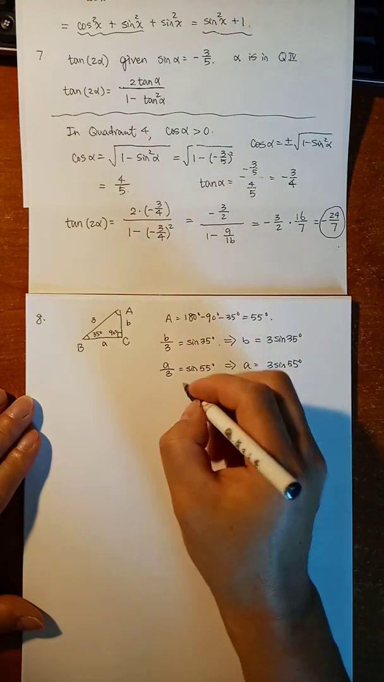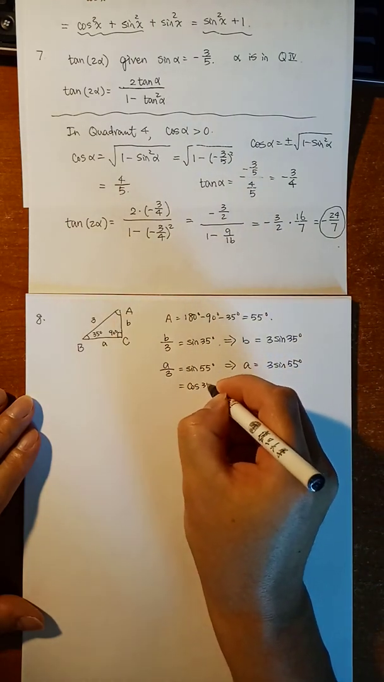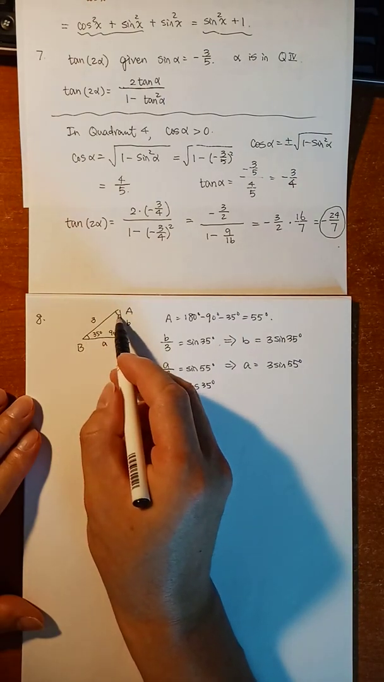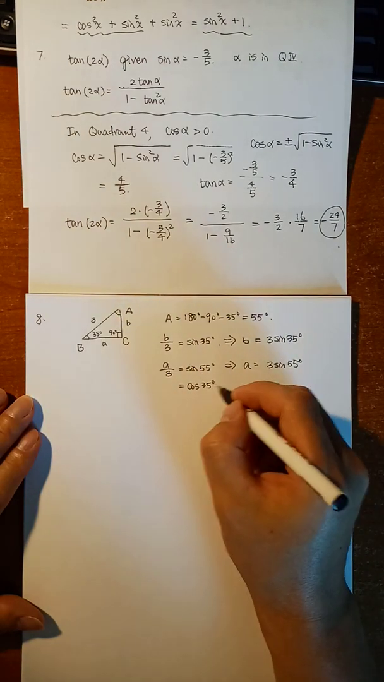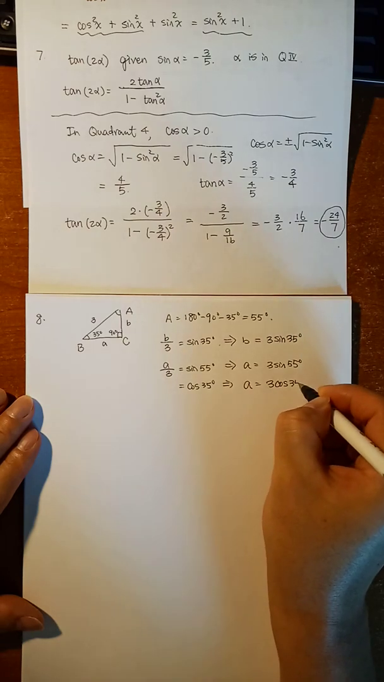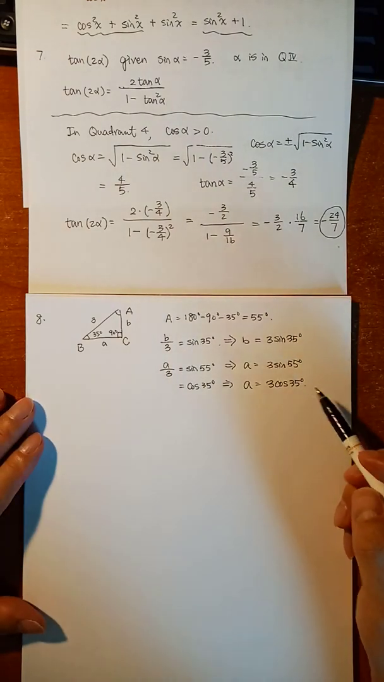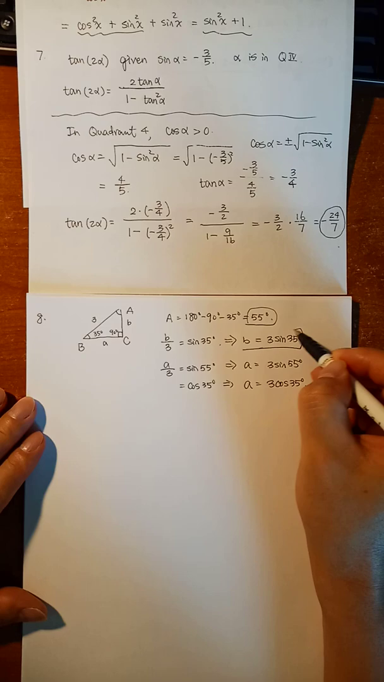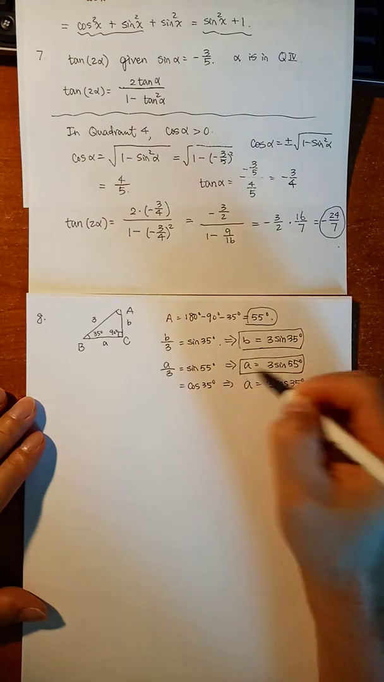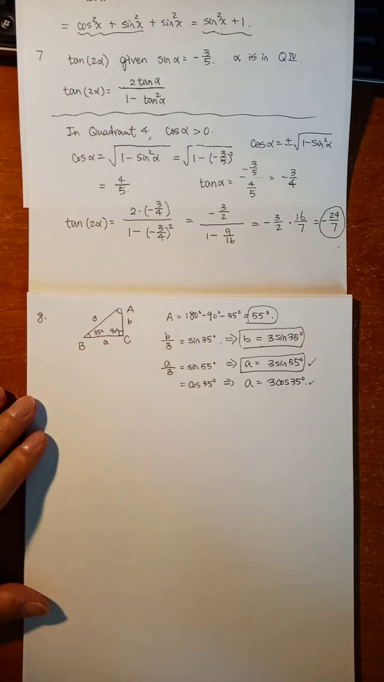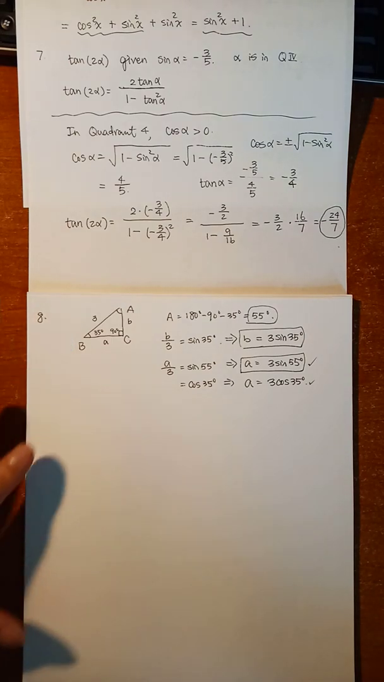Of course, you can also write this as cosine 35 degrees, because A is the adjacent side of angle B. A is the opposite side of angle A. So if you use cosine 35, then A is 3 cosine 35. By the complementary angle theorem, this is also correct. So the answer is B and A, or this one. That's it. We just use the definition of the trigonometric function for the acute angle in the right triangle.